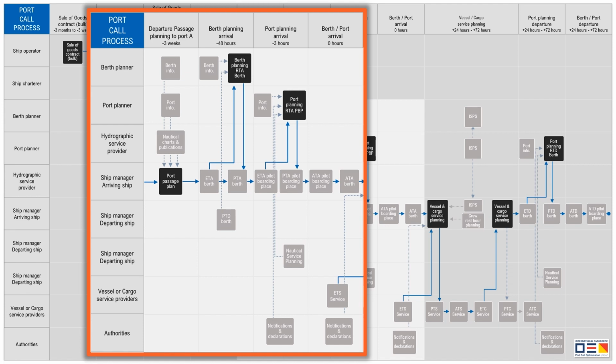Estimated time of arrival, or ETA, comes from the ship manager. Requested time of arrival, or RTA, comes from the berth and port planner. Planned time of arrival, or PTA, confirmation, comes from the ship manager to the berth and port planner. Besides these agreements between operational people, timely clearance of the vessel is needed prior to berth by the authorities, such as customs, immigration, health, and port authorities.